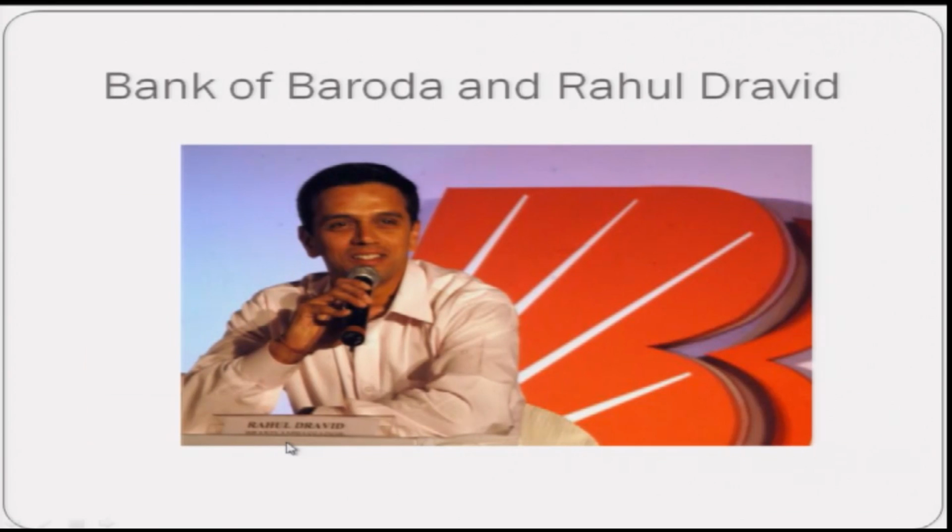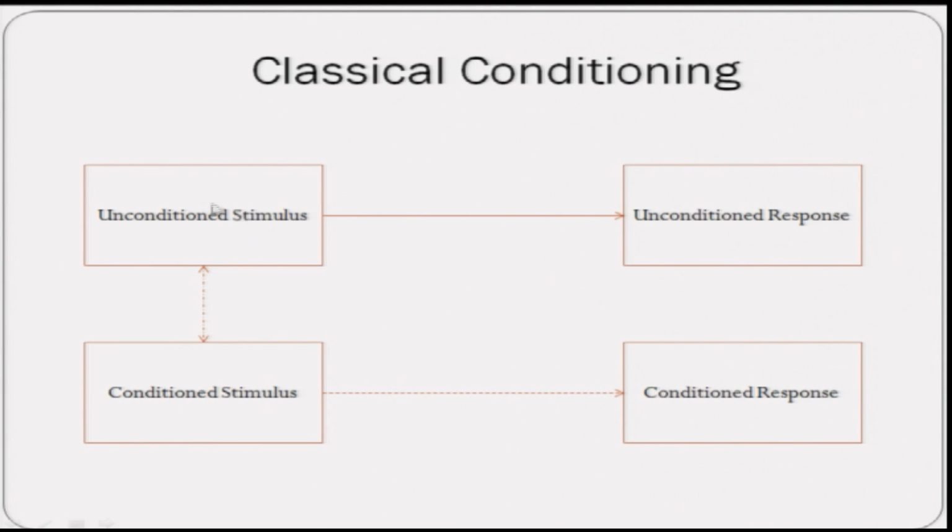Take the example of this ad of Bank of Baroda, where they have brought in Rahul Dravid as a brand ambassador. What is the first thing that comes to your mind when you see Rahul Dravid? The first thing that comes to your mind is being dependable, being trustworthy. So, Rahul Dravid is the unconditioned stimulus, and the response generated towards that is trust and being a dependable person.